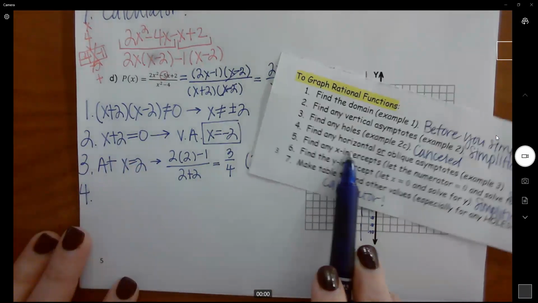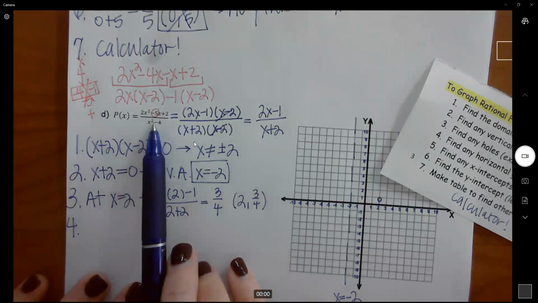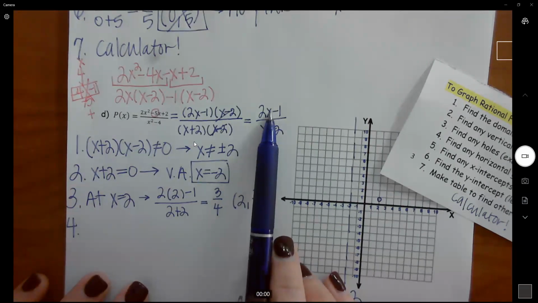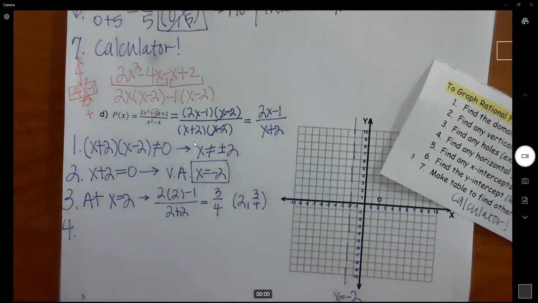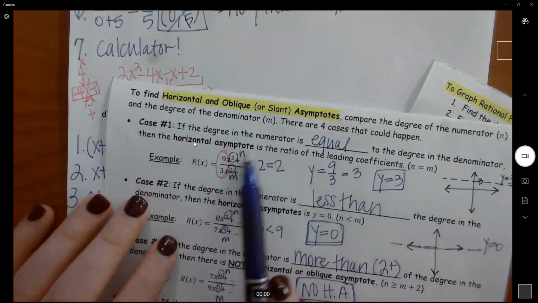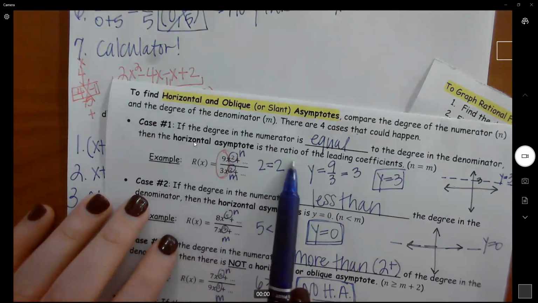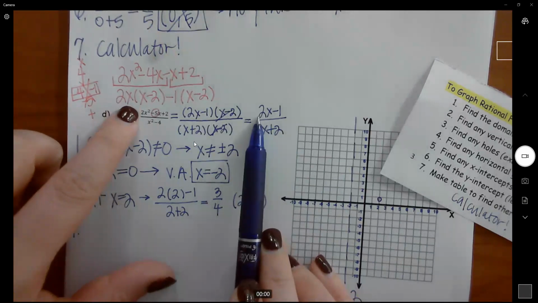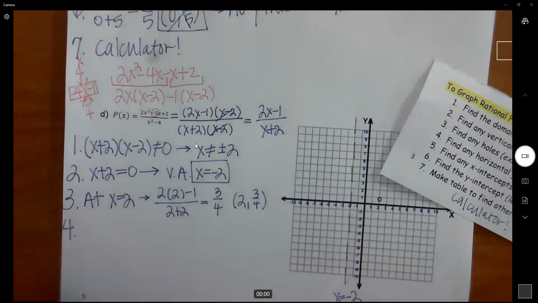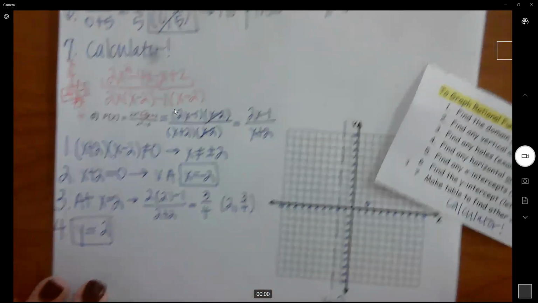Number 4, we need to find any horizontal or oblique asymptotes. So it doesn't matter which version you look at. Here your n is 2, your m is 2. Over here your n is 1, your m is 1. So either way, the degree in your numerator is equal to the degree in the denominator. And when that happens, our horizontal asymptote is the ratio of our leading coefficients. Either one, I have a ratio of 2 in the top over 1. So my horizontal asymptote is y equals 2.